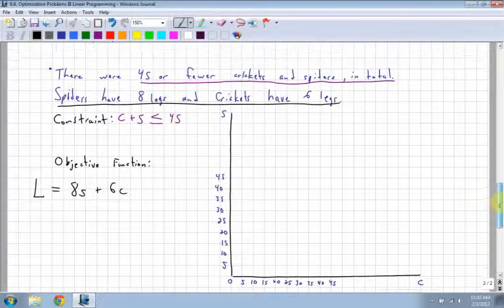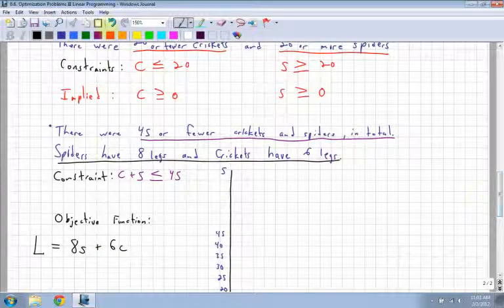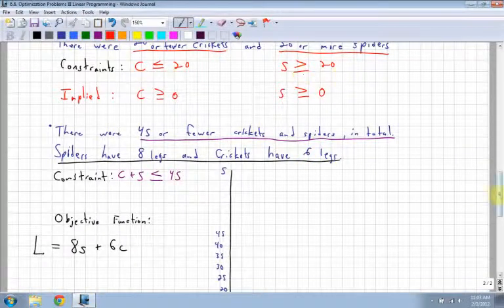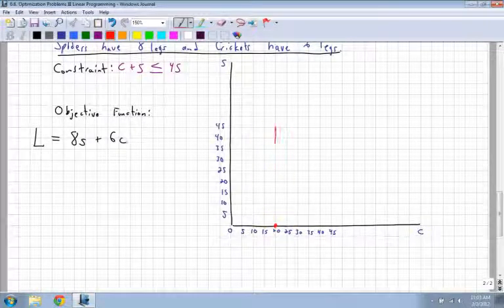So I have all my constraints and I have my objective function. Now I can finally graph this. My constraints are C is less than or equal to 20 and S is greater than or equal to 20. So 20 on both axes. I have a line at 20 here, straight up and down. And I have another line at 20 here, straight across.